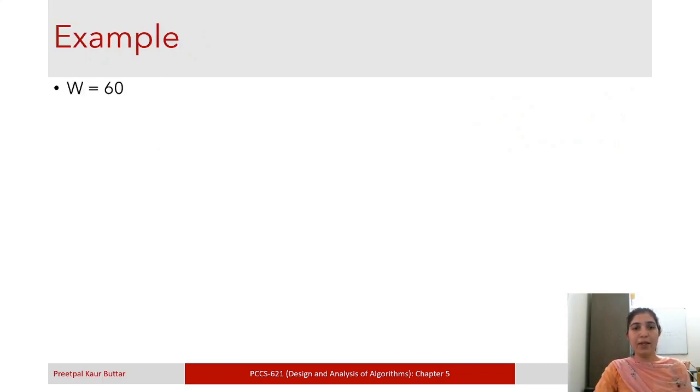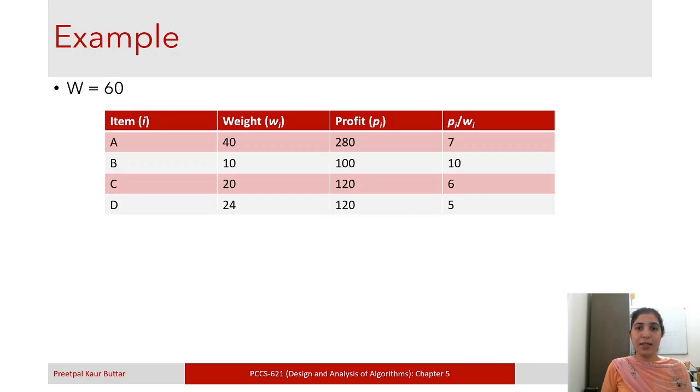So here we have another example. Here the capacity of the knapsack is 60 and these are the details of the items. We have 4 items, A, B, C and D. We have the weight of each item, the profit of each item, and then we are calculating the PI by WI ratio of each item. So we will sort them in non-increasing order. The first item will be B, then we have A after B, then C, and then D. So the items will be sorted in this order.